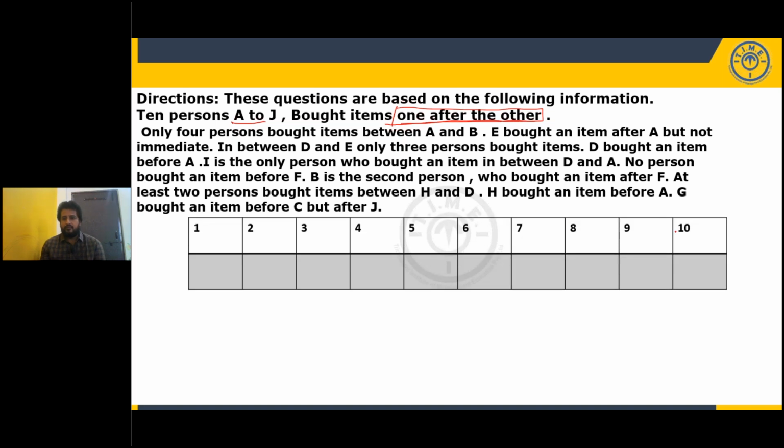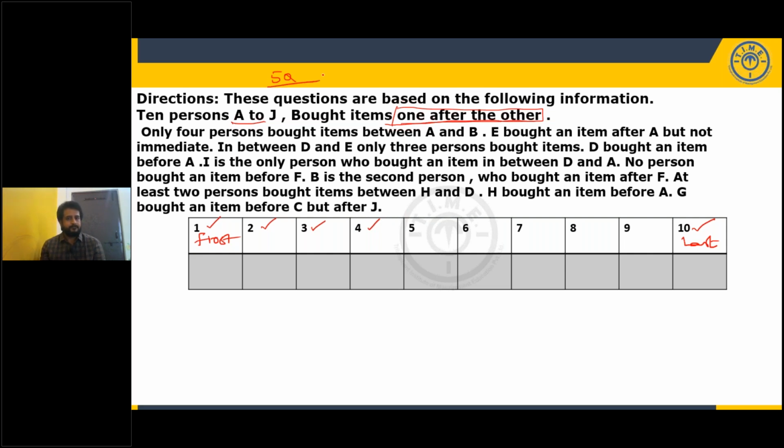1, 2, 3, 4, 5, 6, 7, 8, 9. First person to buy the item, second person, third, fourth, and so on, up to the last person to buy the item. It is similar to comparisons, but they will give you more persons. That's it. Below this we have given 5 questions.